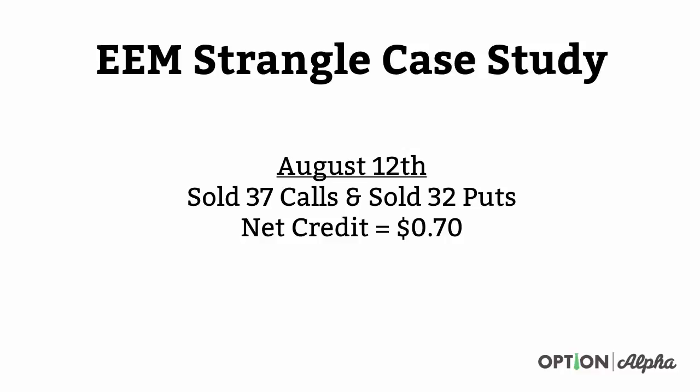Back in August, we went ahead and sold the 37 calls and the 32 puts, so a little bit wider spread than our XLF case study that we just went through. Again, we sold the 37 calls and the 32 puts, basically took in a net credit of about $70. So a very wide trade here on EEM, had high implied volatility. We thought the stock was going to stay range bound for the time, so we wanted to take in a nice little credit of about $70.